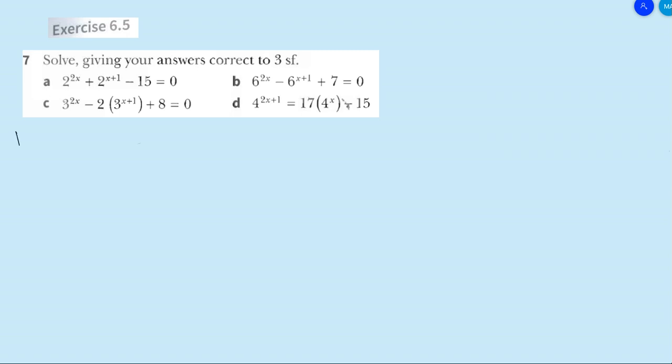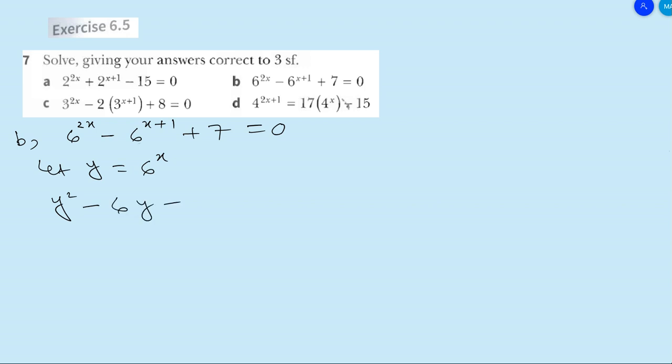Part B is 6 to the power 2x minus 6 to the power x plus 1 plus 7 equals 0. Now let y equal 6 to the power x. So it becomes y square minus 6y plus 7 equals 0.